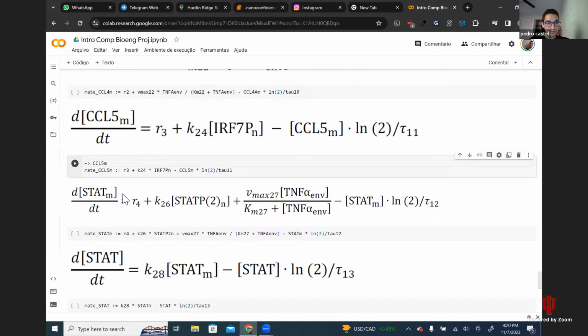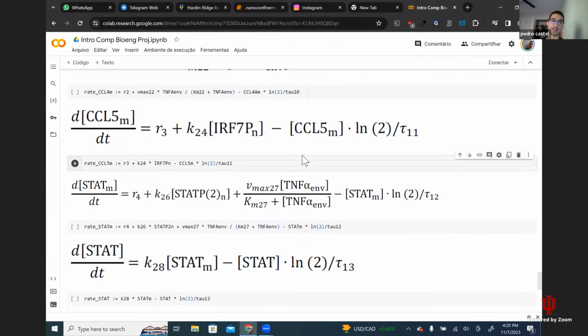CCL5M rate CCL5. Right. That's what I was expecting. I think that will work. I haven't tried it, but that should work. Yes. That should be fine. I mean there's no way around.